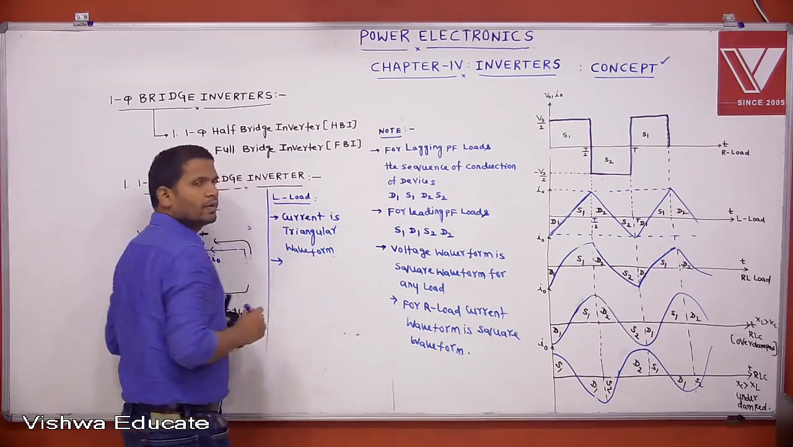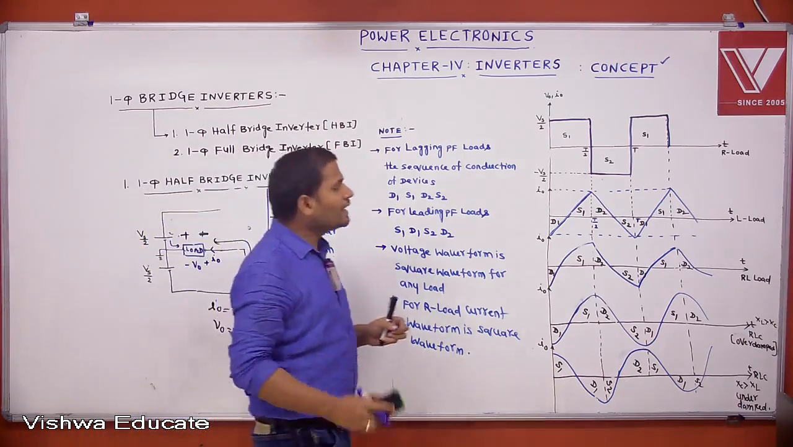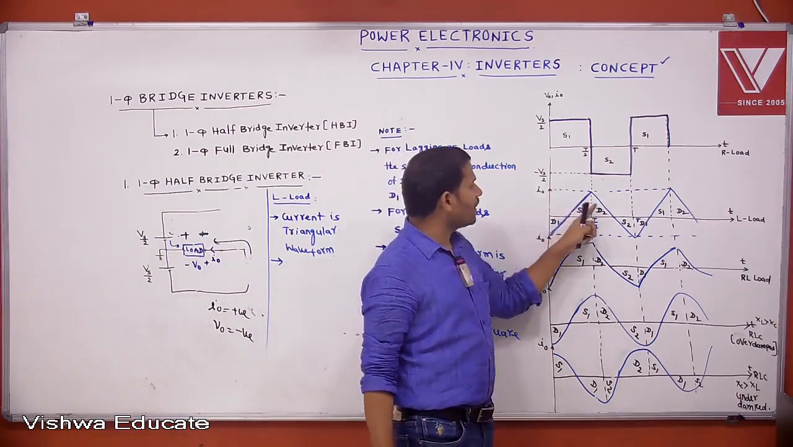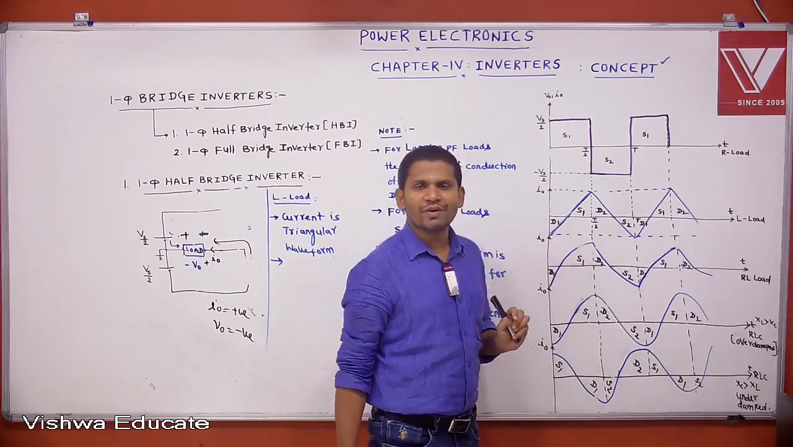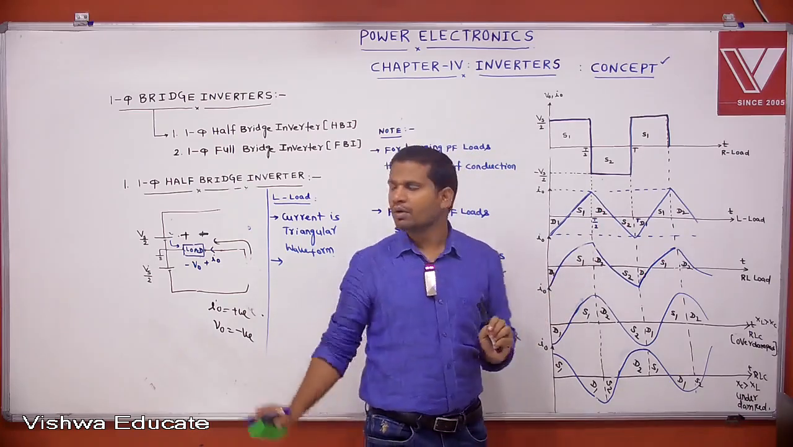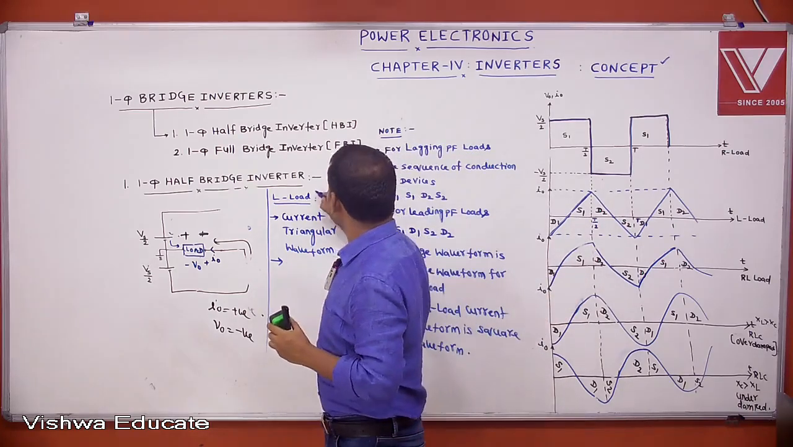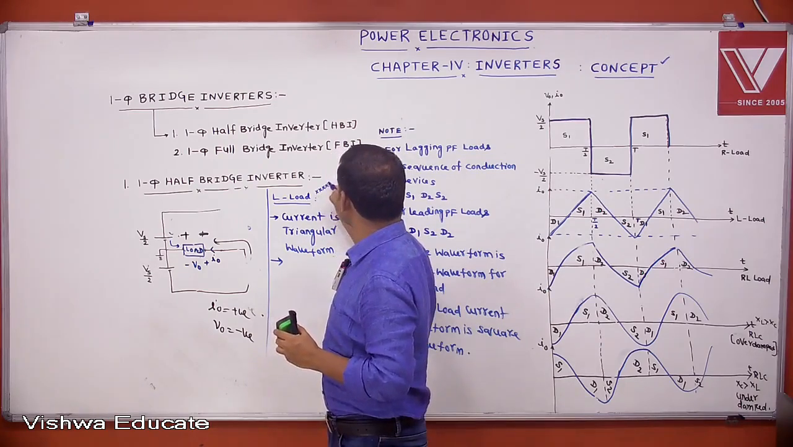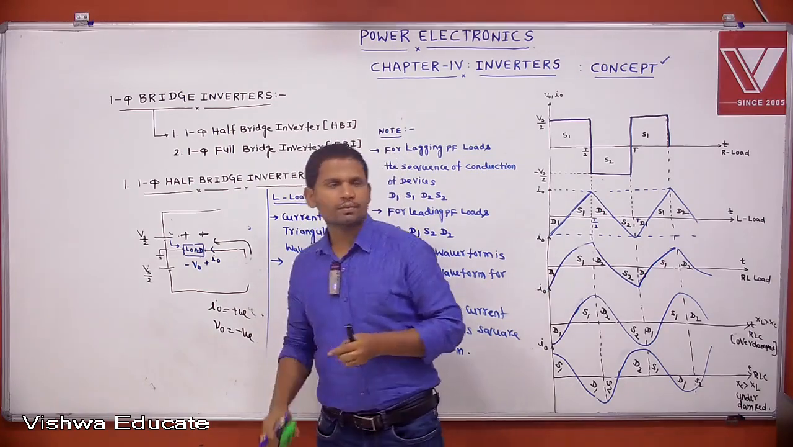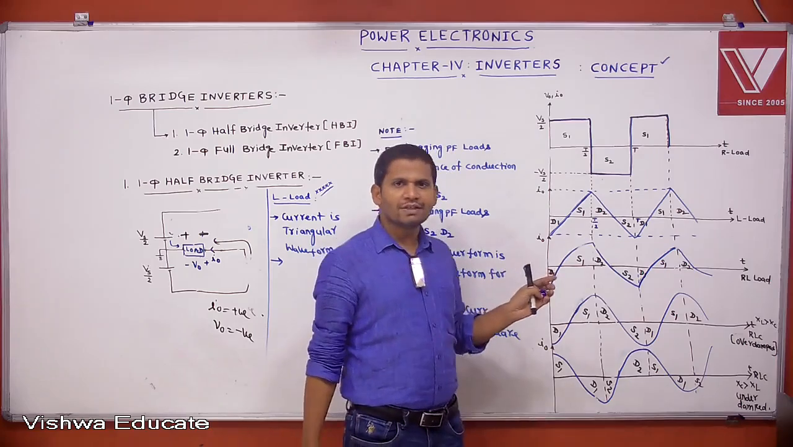How much time is each device conducting? Either D1 or S1 or D2 or S2. How much is each device conducting for a purely inductive load? Very important points. Questions have already been framed in the GATE exam and IES exam based on this L load. How much angle is each device conducting?